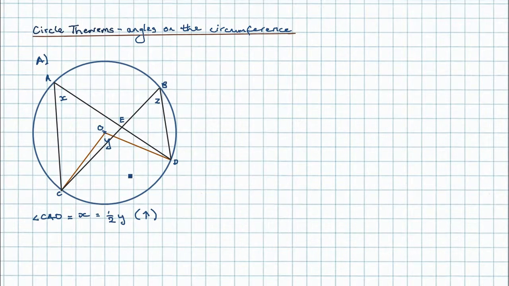Well, if that's the case, then we've also got the same thing going on here. They're subtending the same arc. Let's just make it clear that we're talking about this arc here, this arc that goes from C to D. So if they're subtending the same arc, then angle CBD, which equals Z, is also half Y, for the same reason. And so we conclude that X must equal Z, which was to be shown.